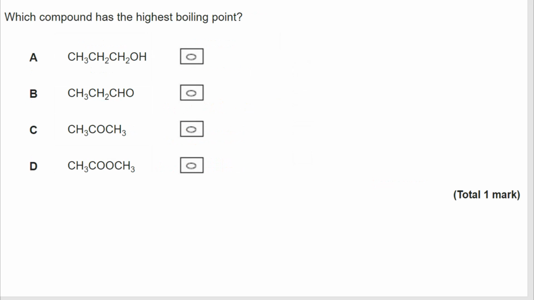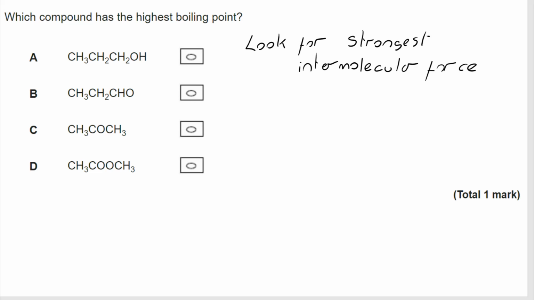And I did talk about variations on a theme. This one, which compound has the highest boiling point? So once again, we are looking for the intermolecular forces present in each example, and then deciding which one of them is strongest. So we've got van der Waals. Stronger than that is permanent dipole, and the strongest is hydrogen bonding. Now, as is commonly the case, there is an alcohol here, and that alcohol has hydrogen bonding. It's got the OH bond. None of the others show hydrogen bonding. So the correct answer is A.